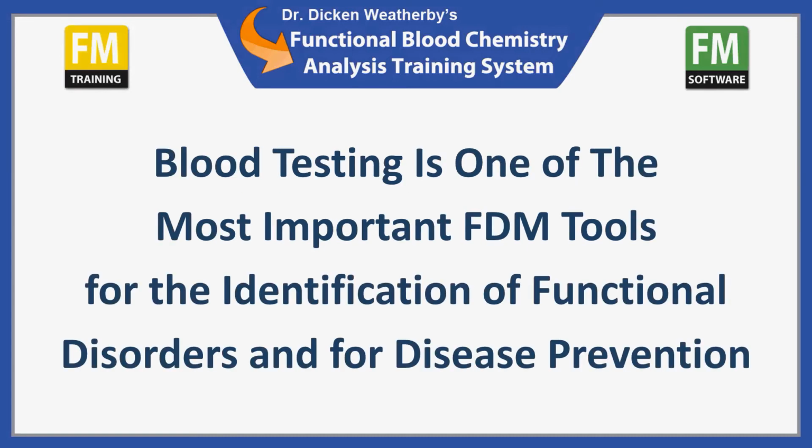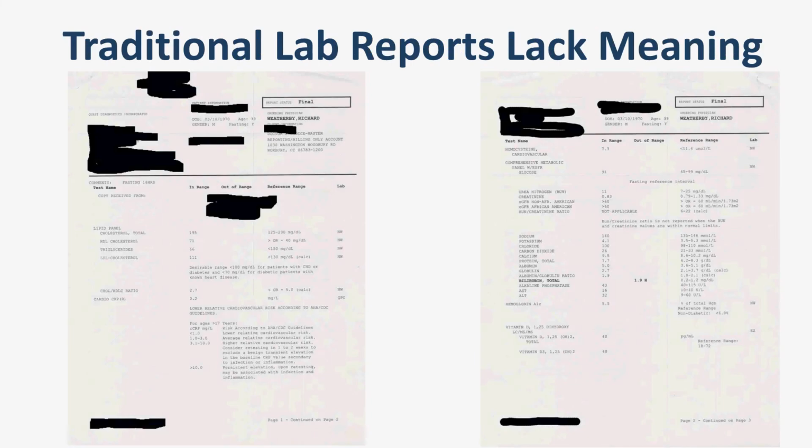So now I'm going to kind of touch on functional blood chemistry analysis. I can't emphasize this enough. This technique can make such a huge difference in your diagnostic skills. It's one of the most important functional diagnostic medicine tools for the identification of functional disorders and disease prevention. I think one of the things to remember is that the human blood is a walking library of information about the state of our patient's functional health.